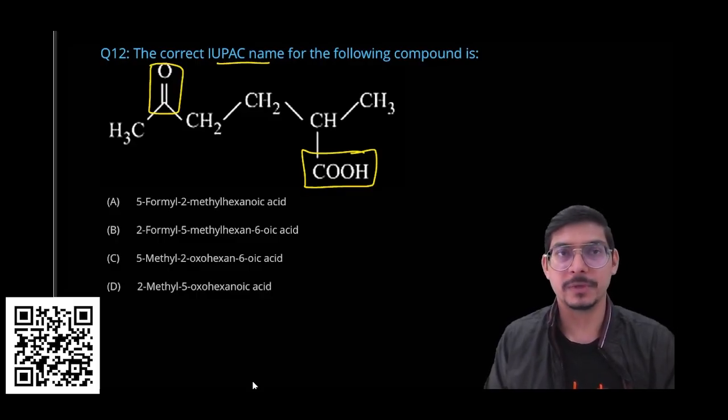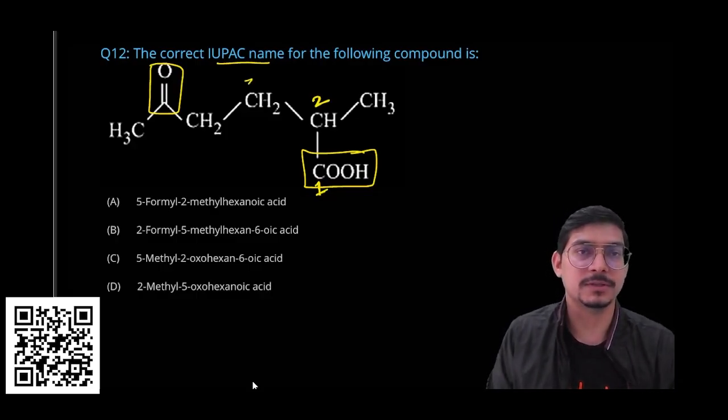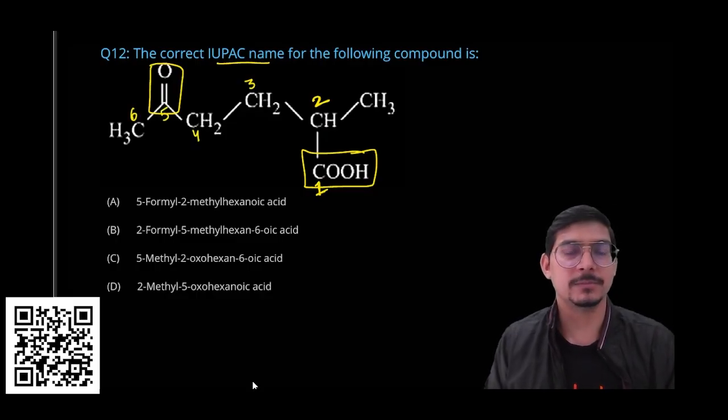So we will number the parent chain in such a way that the principal functional group, carboxylic, gets the lowest possible number, which would be 1 here. So carboxylic gets number 1. Then we will move on to this CH, which will get number 2. And then obviously we will move towards the left hand side. So this is 3 and then 4, 5 and then 6, which means that the parent chain of this compound contains 6 carbon atoms with carboxylic as the principal functional group. So it should be a hexanoic acid.